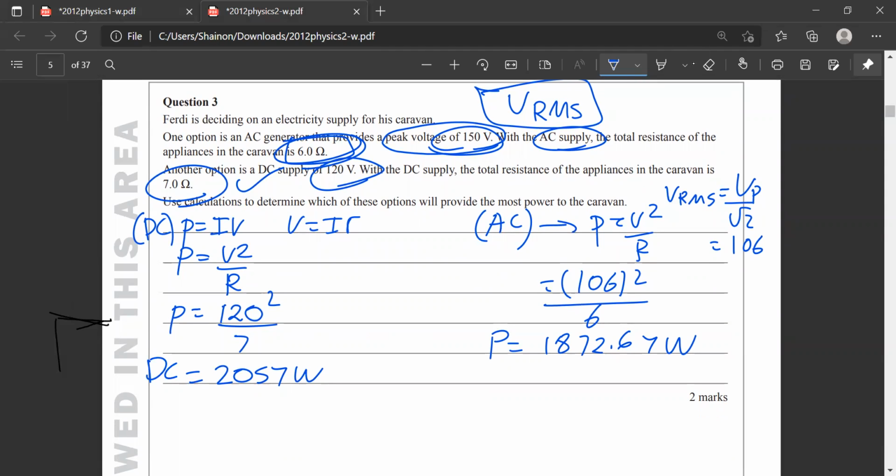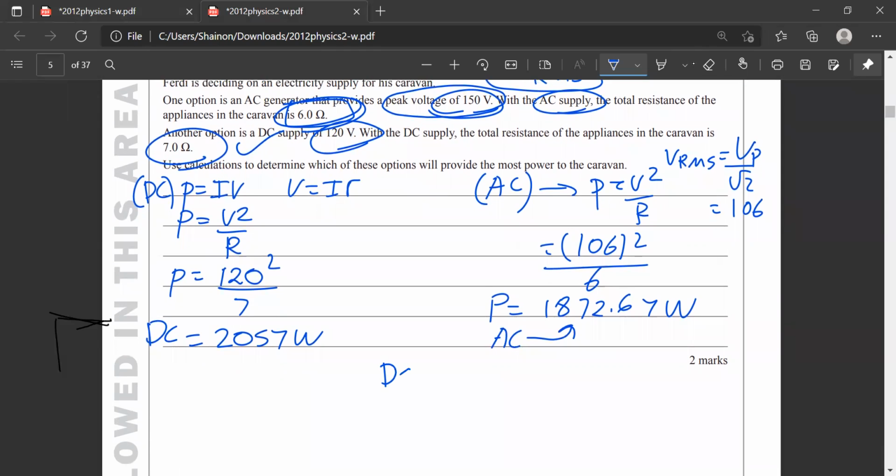So then DC, AC, so then DC supply is the greater supply of power.